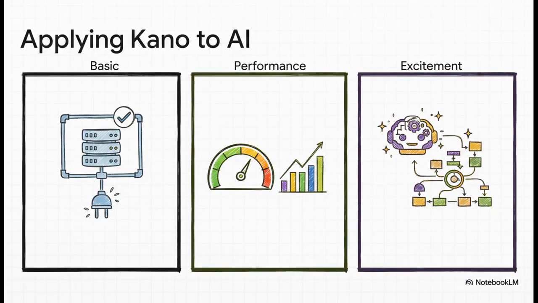Let's make this super concrete. In the AI world, a basic feature is something like a stable, well-documented API. People just expect it to work. Or an AI that gives accurate answers. That's the bare minimum. A performance feature? That could be your model's speed. The faster it gives an answer, the happier the user is. Simple. And an excitement feature? Now we're talking. This could be a brand new AI agent that automates a whole workflow in a way the user never even imagined was possible. That's where the magic happens. That's where you stand out.